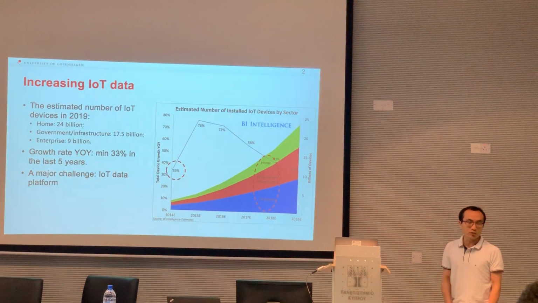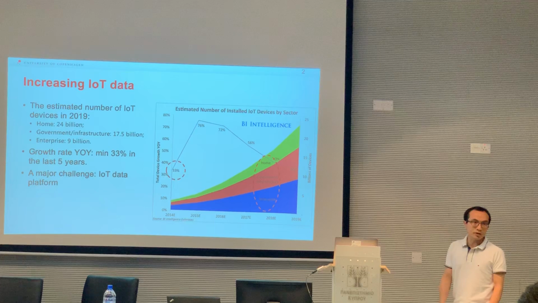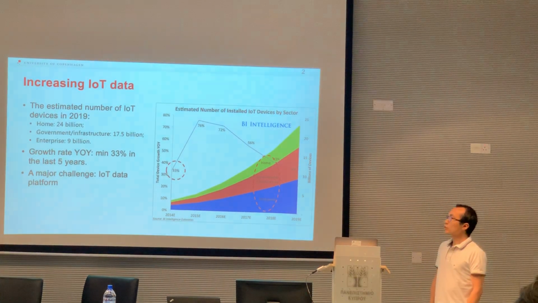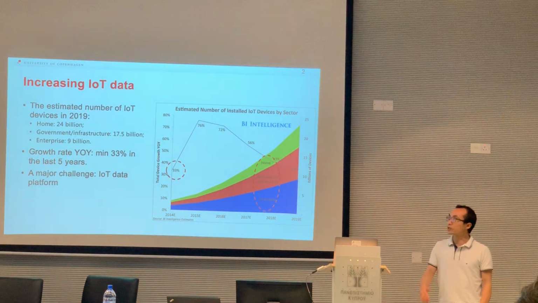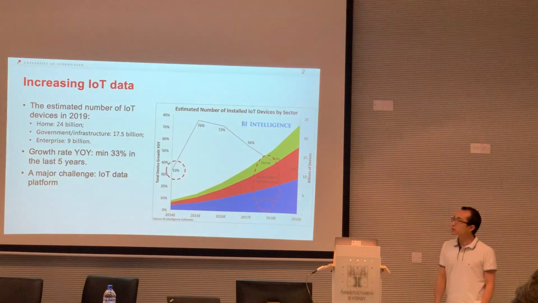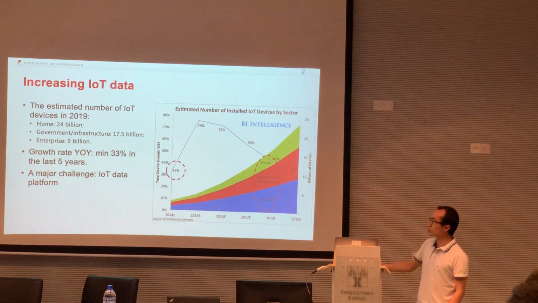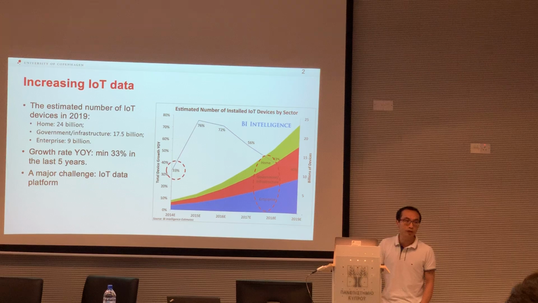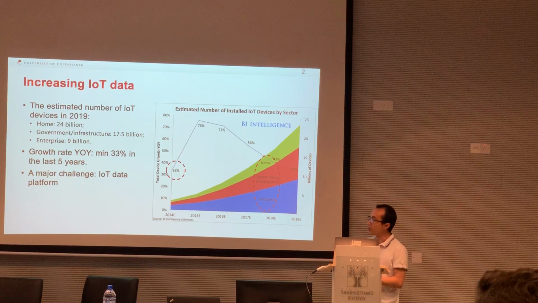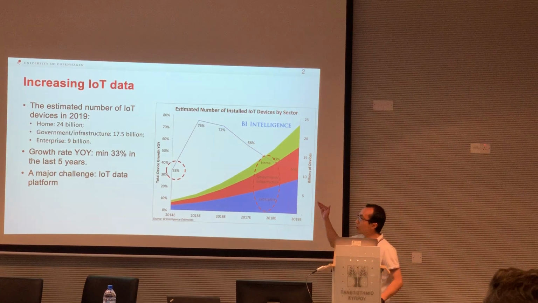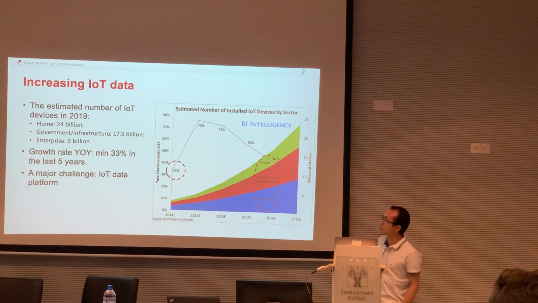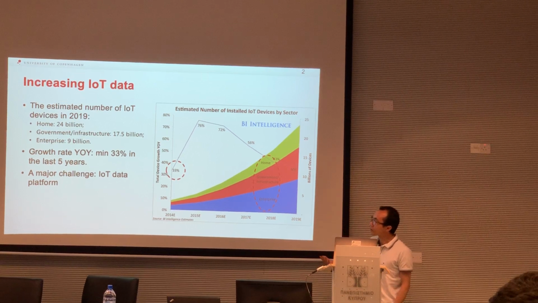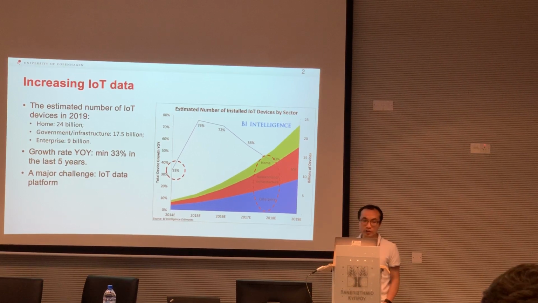So we look into the particular domain of IoT data management. There's increasing IoT data being generated from different domains. It's increasing every year. More and more IoT devices are being deployed, like in the home, at governments, and for public infrastructures, and also in enterprises.